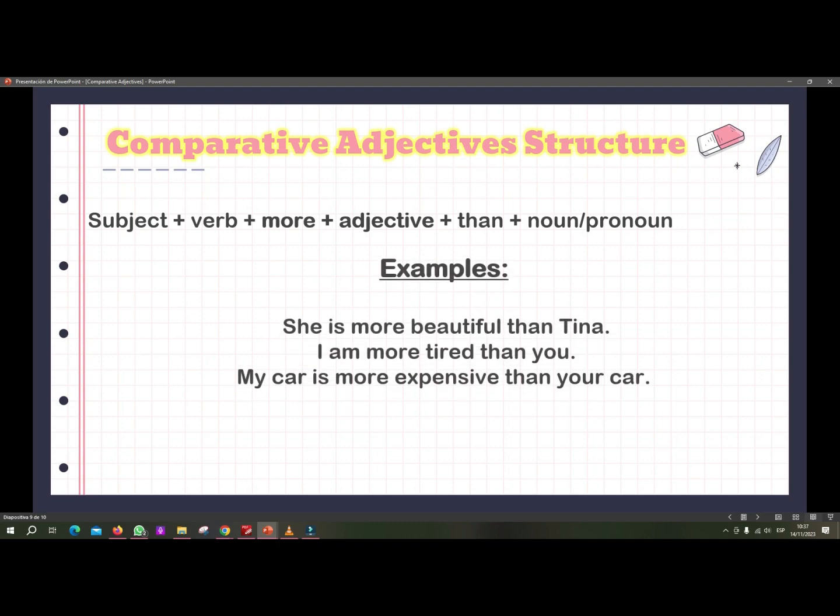For example, she's more beautiful than Tina. Here you have beautiful, 3 syllables, right? That's why you need to use more, right? Before the adjective. So, she's more beautiful than Tina. Ella es más hermosa que Tina. Entonces, el adjetivo tiene 3 sílabas, por lo tanto usted en su forma comparativa va a utilizar la palabra more.